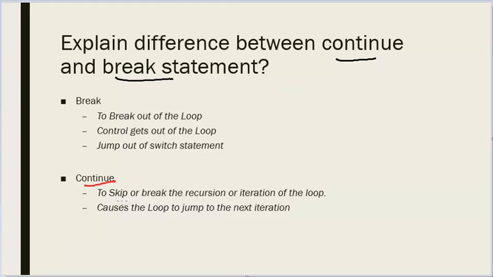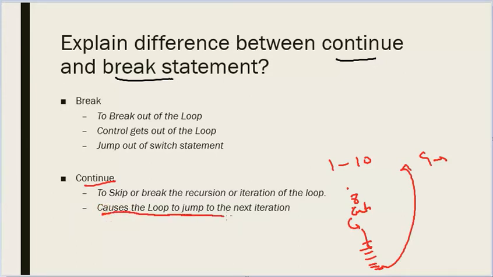For example, the loop is going from 1 to 10, let's say, and we are at the recursion 8, and we have some condition and this condition is fulfilled and we want to skip that recursion. So this recursion 8 will be skipped. All the commands after this continue will be skipped, and the loop will go to the ninth recursion or the next iteration. So as you see, it just causes the loop to jump to the next iteration. It skips the iteration.